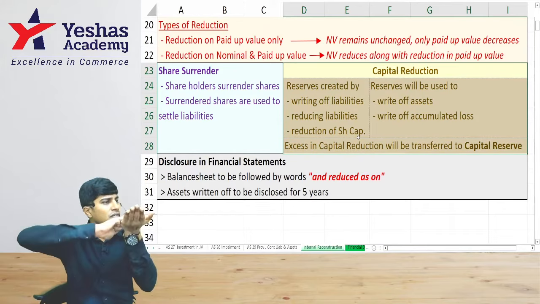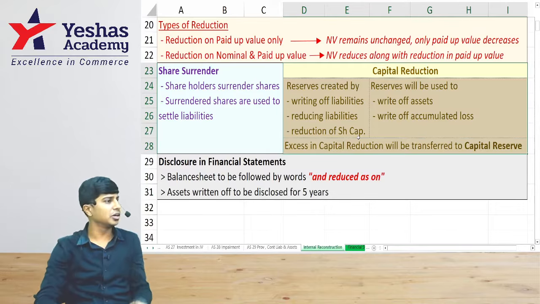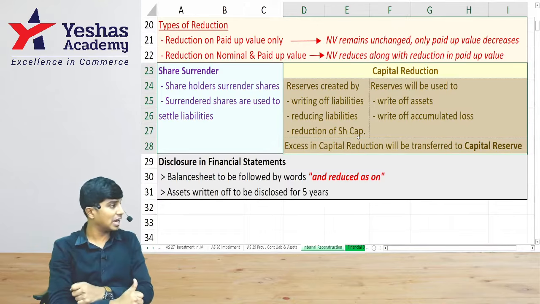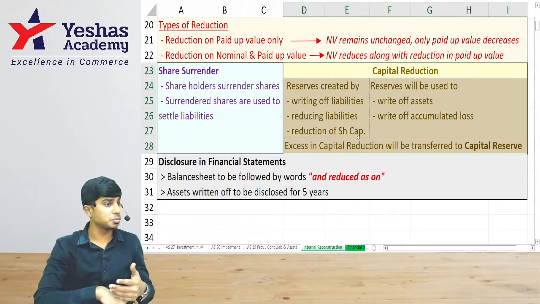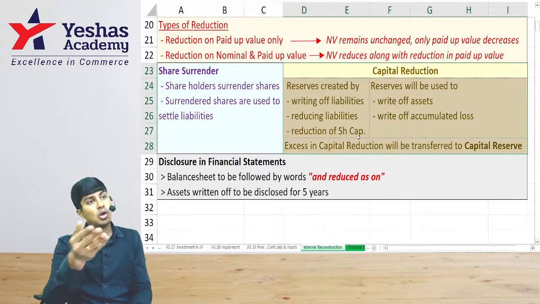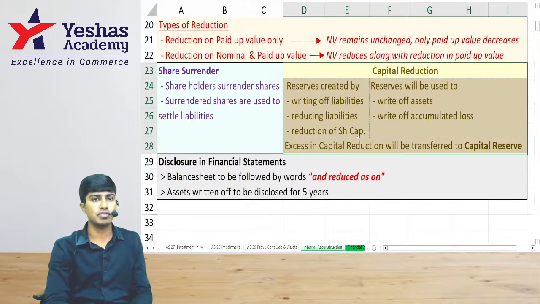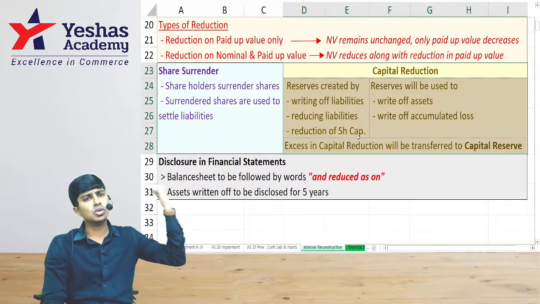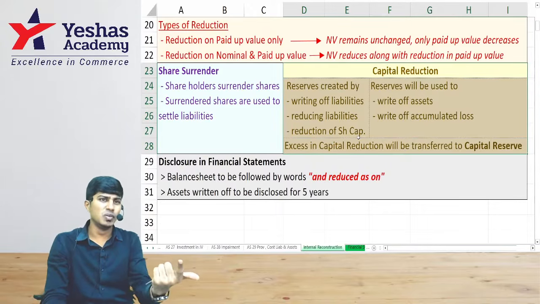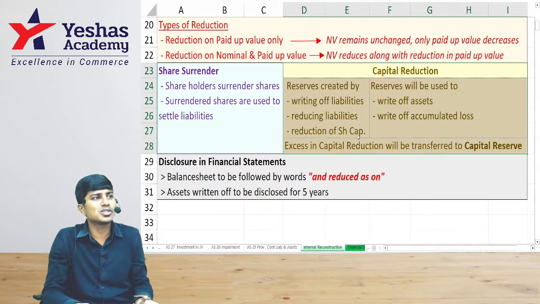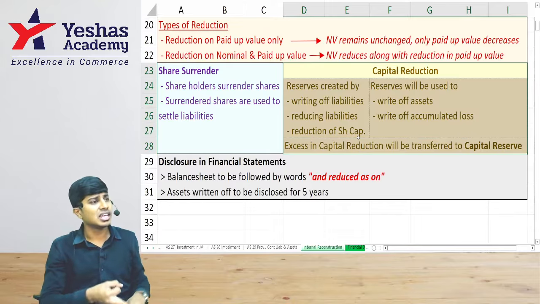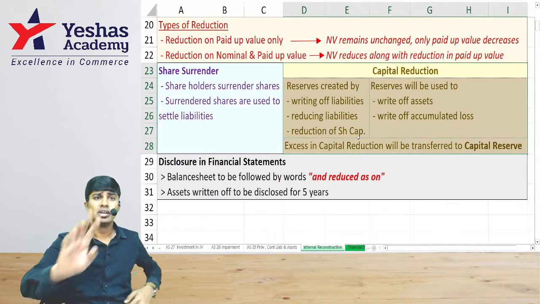If the asset is overvalued, we will write off that overvalued portion to bring it down using capital reduction. We use this to write off accumulated losses, P&L debit balance, preliminary expenses, share issue expenses, or any other expenses which are not written off. After all of this, if still some part of capital reduction is pending, it will be transferred to capital reserve. We can use this to write off intangible assets which don't exist anymore. Patents, goodwill was there when the company was good. Now the company is not good, it's not required. So we can write off overvalued assets, intangible assets, accumulated losses, and the excess will be transferred to capital reserve.